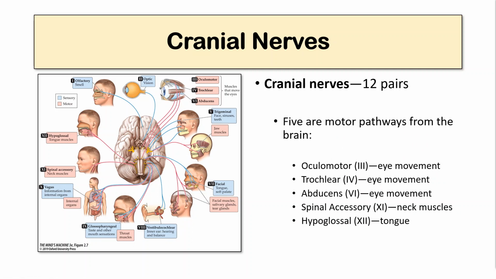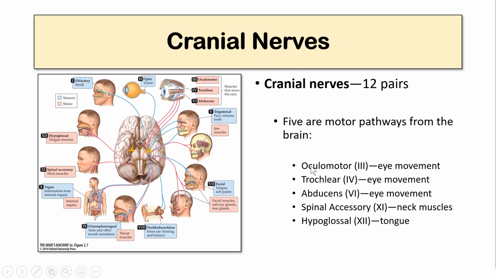There are 5 that are exclusively motor pathways. There is cranial nerve 3, the oculomotor nerve. The oculomotor nerve is involved in eye movements. The trochlear nerve is also involved in eye movements. The trochlear nerve helps your eyes deflect in one direction. The abducens nerve, again, eye movements.